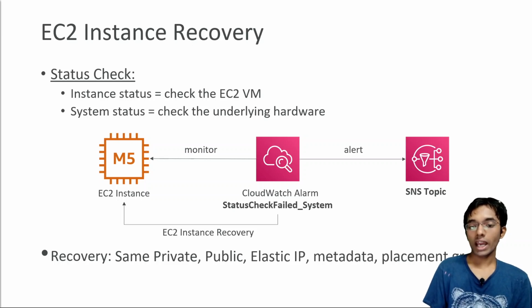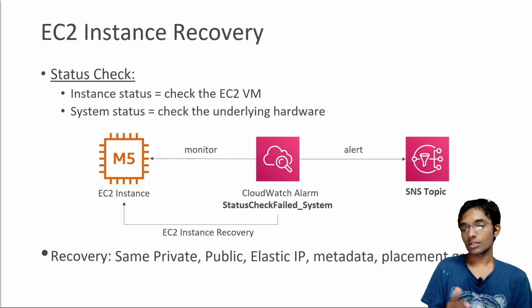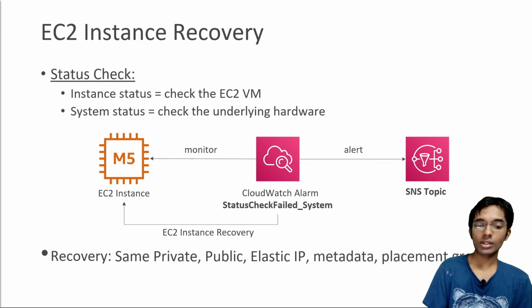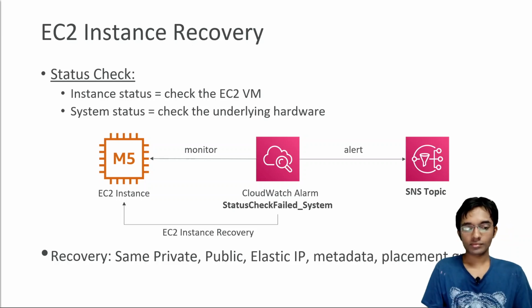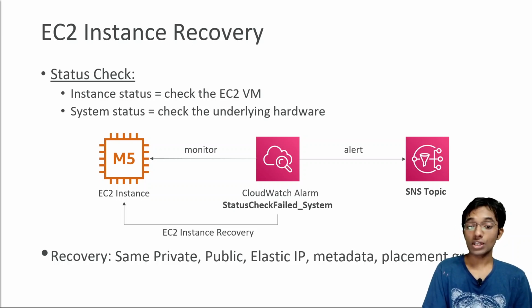With instance recovery, you will keep the same private IP, the same public IP, the same elastic IP, the same metadata, and the same placement group. So this is quite nice. If you have an instance that is critical and you want to make sure you can recover it in case anything goes wrong at the instance level or the system level, setting up a CloudWatch alarm that will perform an EC2 instance recovery action is a great way to do it.